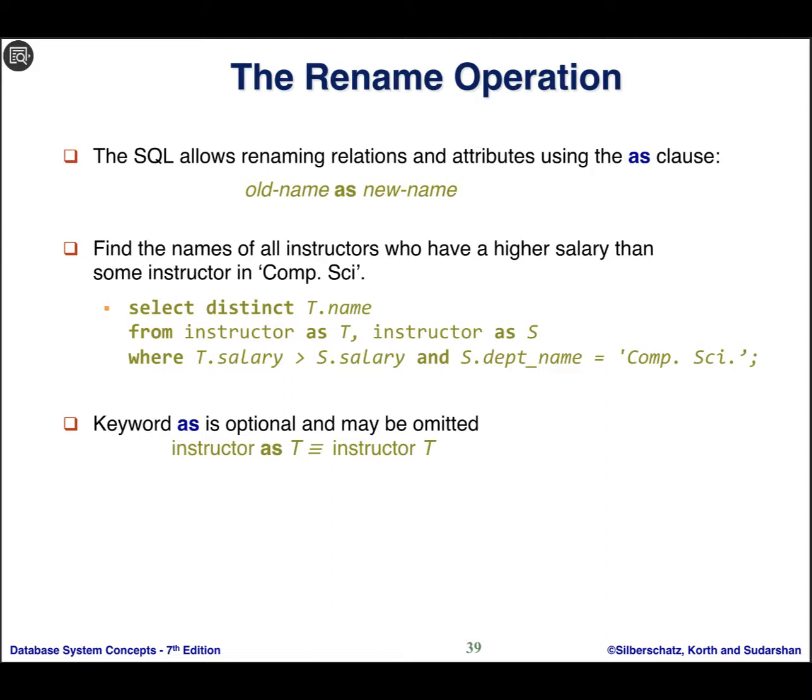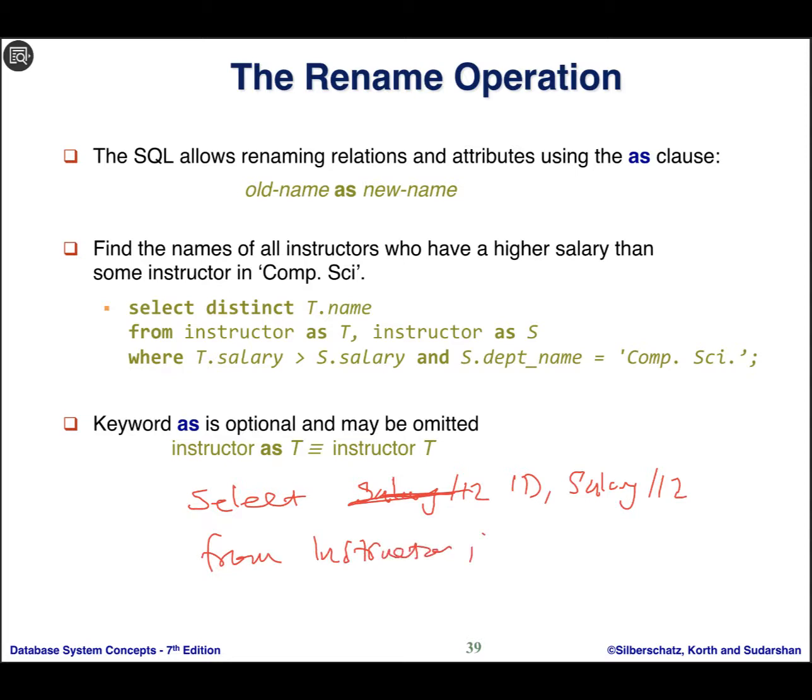So the first thing, let's give you an example. If I give an alias name for the attributes, if I say select, let's say the ID and the salary divided by 12 from instructor. Okay, give me a second. So what we have done now is select the ID and salary divided by 12 from the instructor.